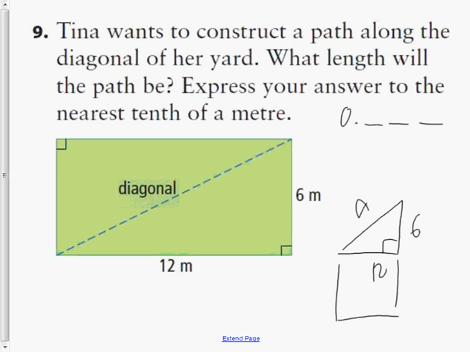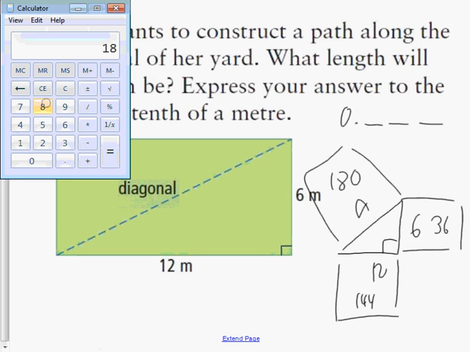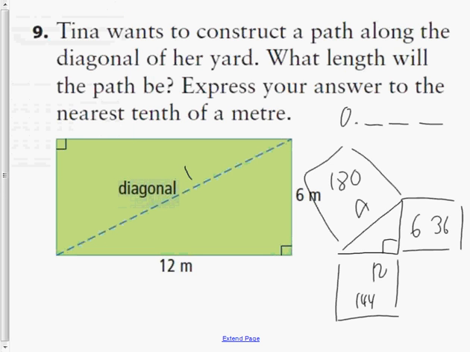I like my squares, so I'm just going to draw squares on here. 144 is the area of that square. 36 is the area of that square. So 180 is the area of that square, which means the square root of 180 is the length of the path, which is roughly 13.4 meters in length. Excuse me.